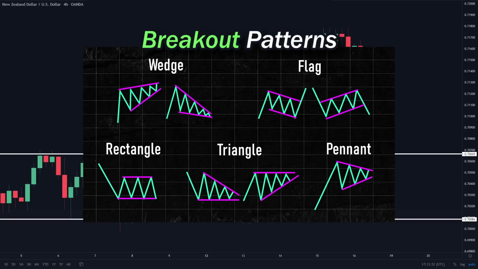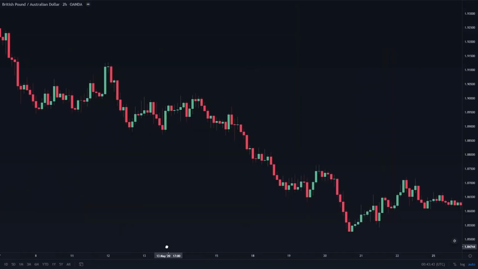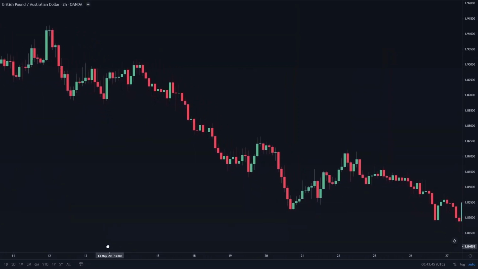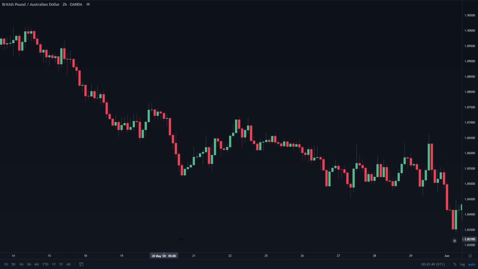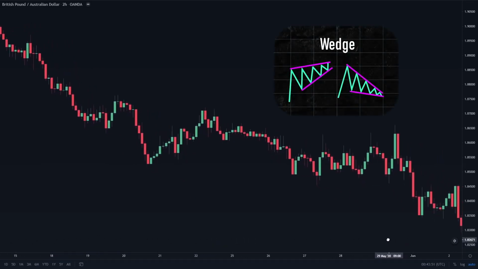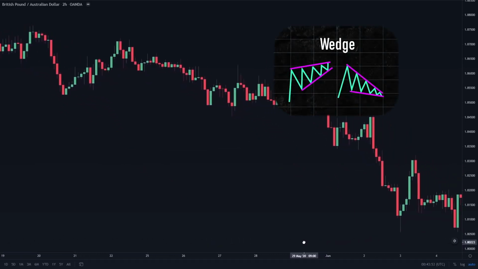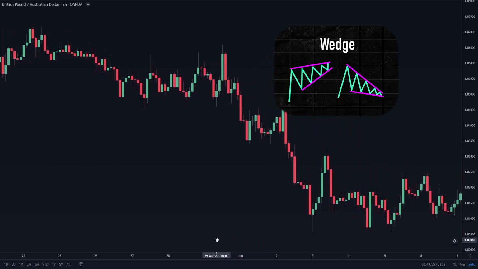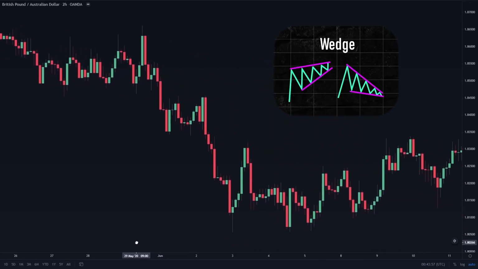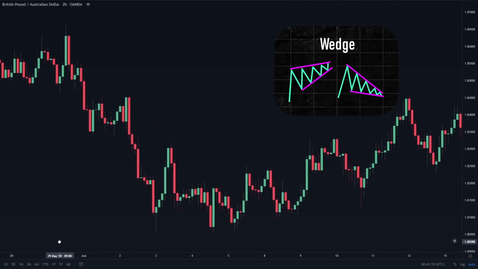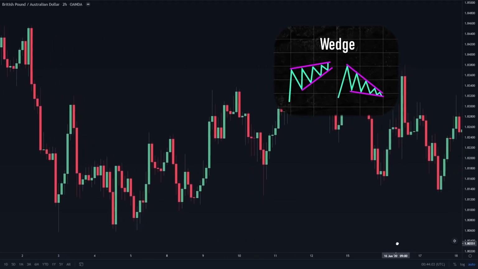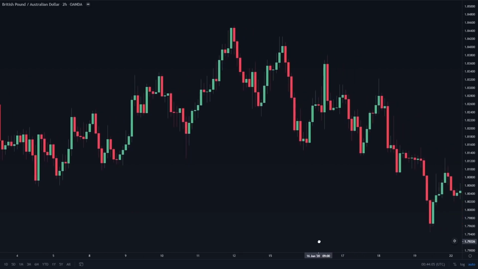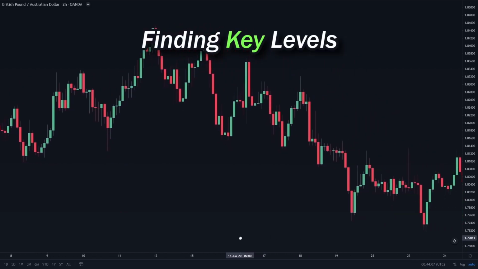Now, a common mistake that traders make when looking at these patterns is that they are waiting for the market to make the exact same movements as the drawings. For example, they look at the wedge pattern and try to find candles that move exactly the same as this. If you're still doing this, I can guarantee you'll never spot a single pattern, because the truth is prices don't move like this. So instead, what you want to focus on is finding the key levels.